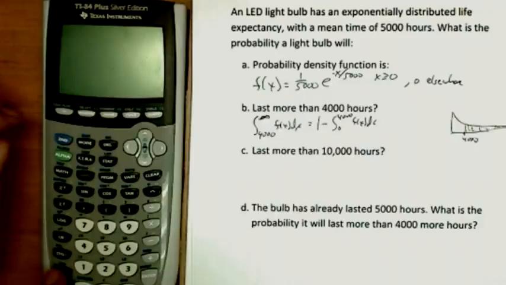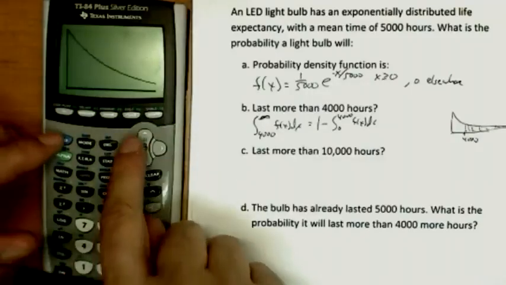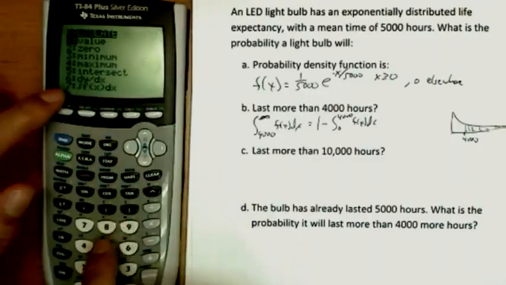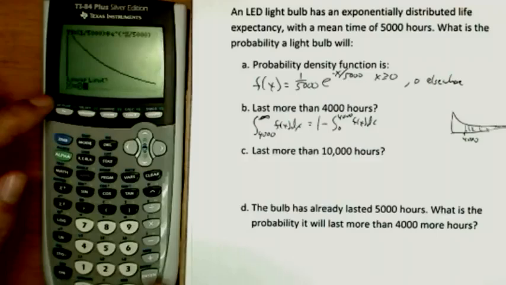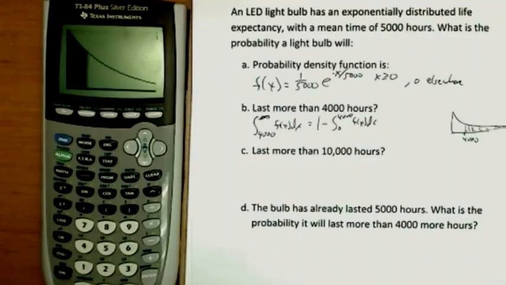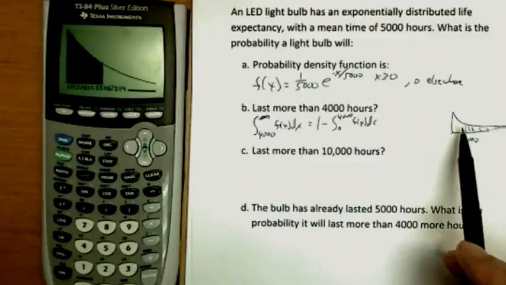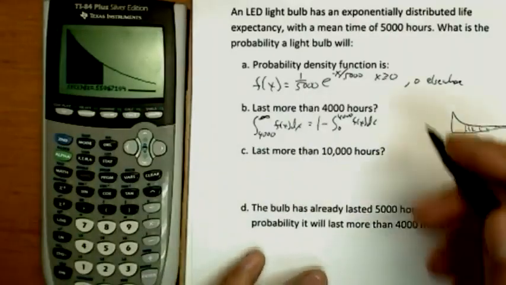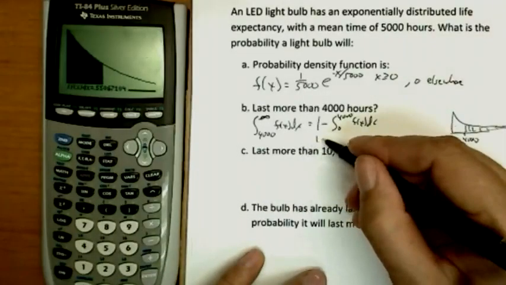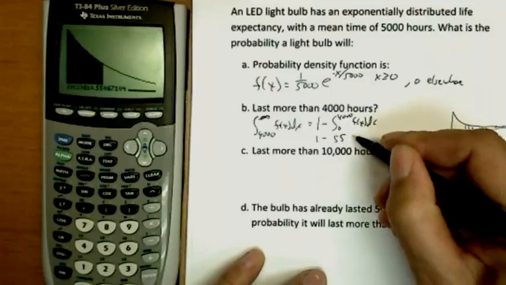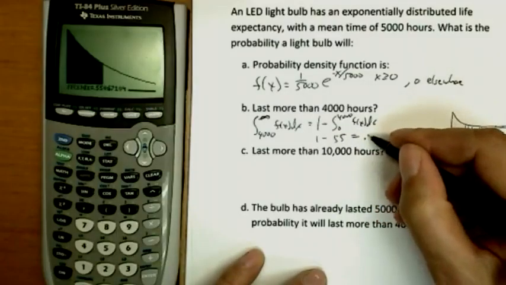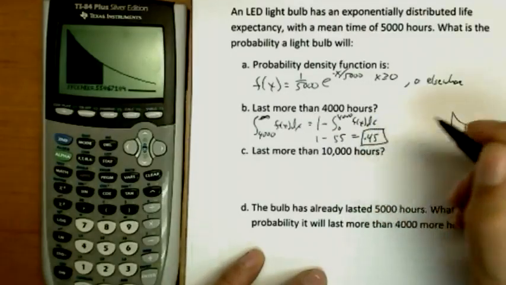Very simple to do this on the calculator. We've already got it graphed. So I'm going to 2nd calculate, integral is number 7. Lower limit is 0, upper limit is 4,000. It shades in what we're getting, this area here, and the answer is 0.5506, and so on. So 1 minus 0.55, approximately 0.45, is my answer.